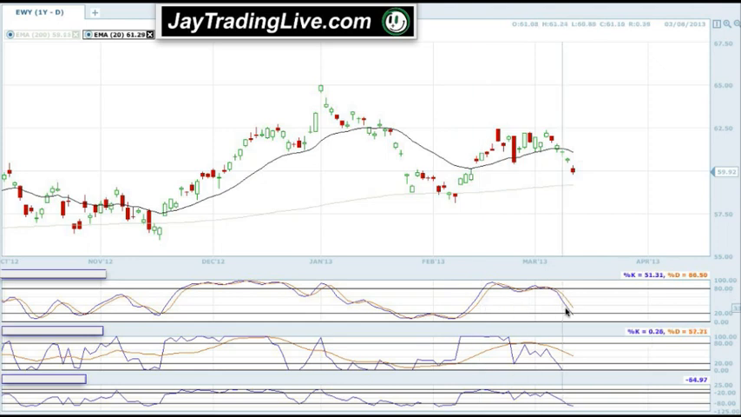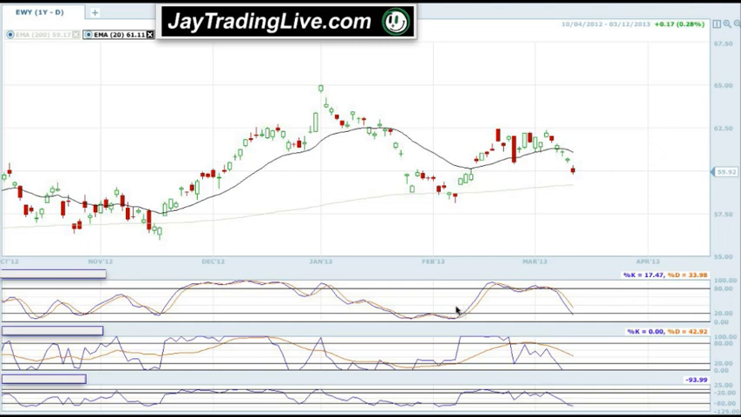This is Stochastics, and this is a signal that I created myself based off of a Stochastics and a signal line that I created. What I look for in this is the stock to pull back, which EWY is doing. It's pulling back nicely. The stochastics are pulling back nicely. And what I would look for is a smooth crossover in the stochastics. Like it did here, or like it did here.